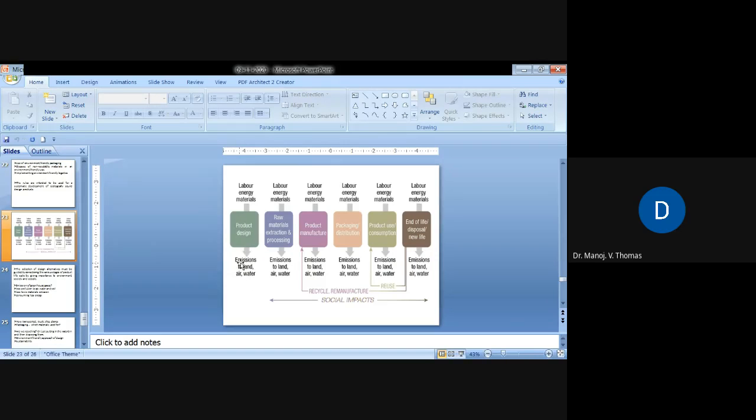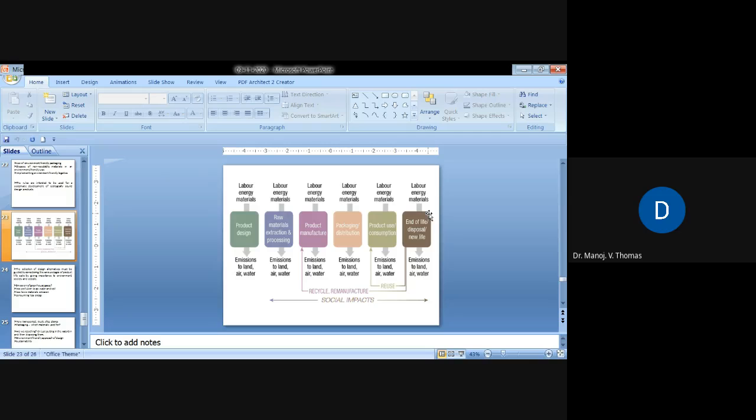In the product design process, emissions to land, air, and water. Raw material extraction and processing, emissions to land, air, and water. Product manufacture, during that, emissions to land, air, and water, any pollutants. Emissions during packaging, during product use, then end of life, when you recycle or dispose of e-waste. Then you are in fact considering the social impacts. So by calculating the emissions to land, air, and water, what are you actually calculating? Social impacts.